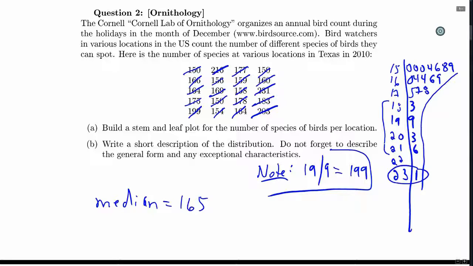And then to give an idea of the dispersion of the values, ignoring the 5 values which are larger than 183, the remaining number of species per location are found between 150 to 178, and this would give us a description of the dispersion of the values. Alright, so this is our stem and leaf plot, also with a description of the distribution.